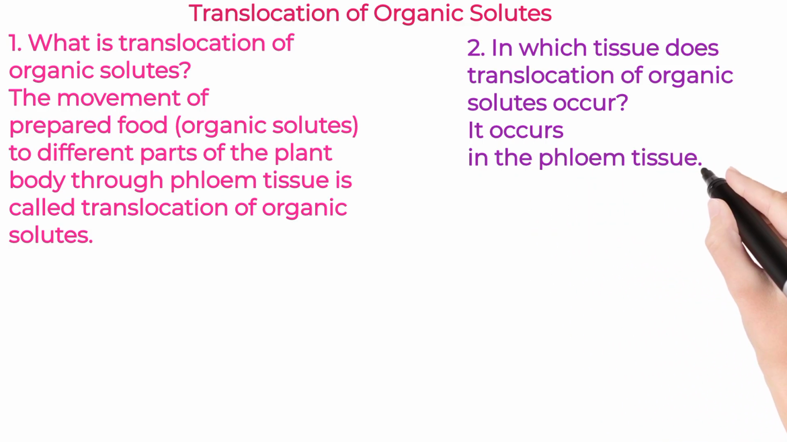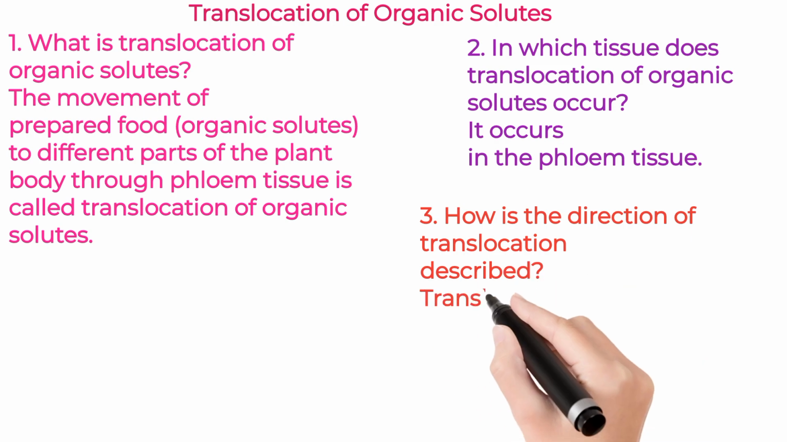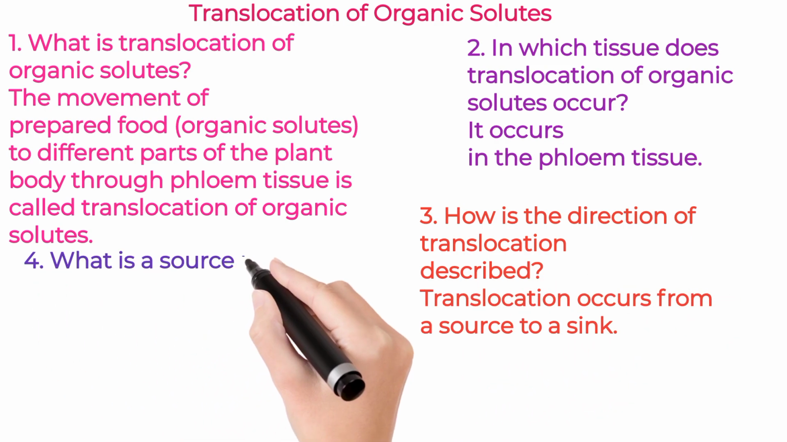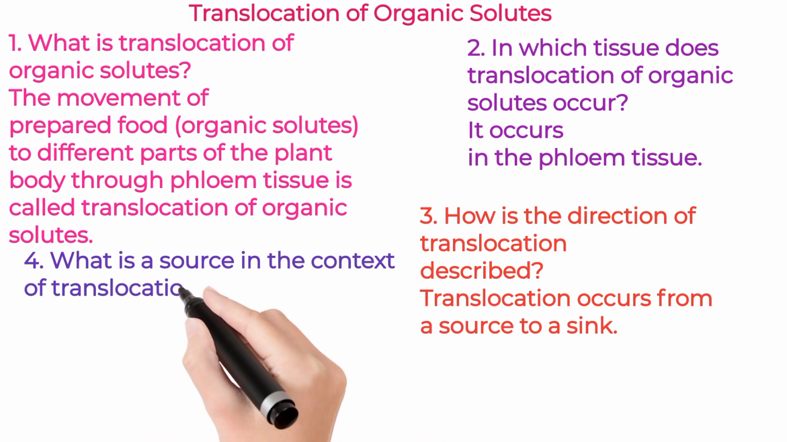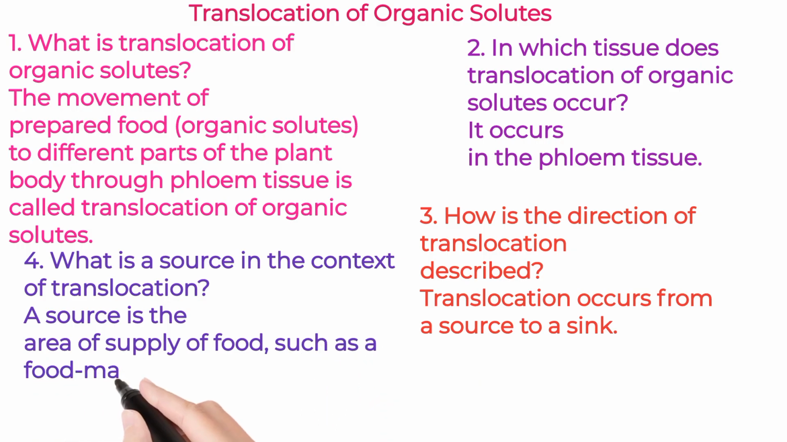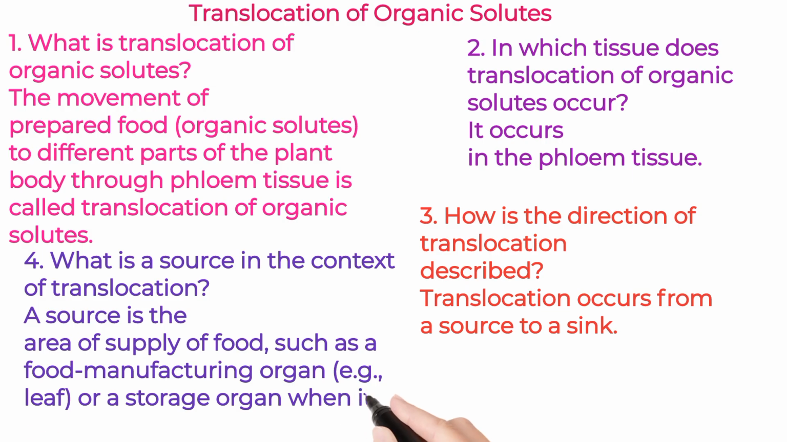3. How is the direction of translocation described? Translocation occurs from a source to a sink. 4. What is a source in the context of translocation? A source is the area of supply of food, such as a food manufacturing organ, e.g., leaf, or a storage organ when it supplies food.